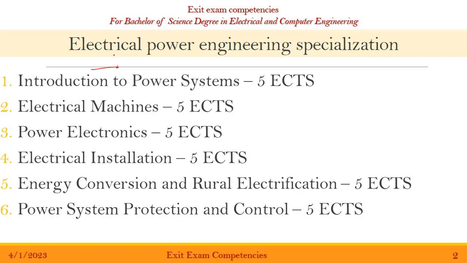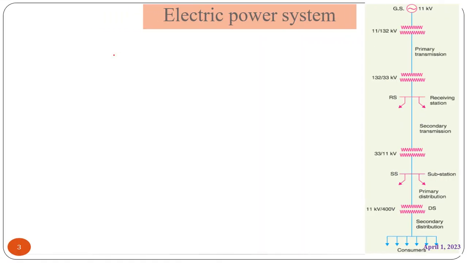When we study Introduction to Power System, it relates with Energy Conversion and Electrification, and when we study Electrical Machines, it relates with Power Electronics and Power System Protection. They are interrelated courses, so when we study them, we have to interrelate them.